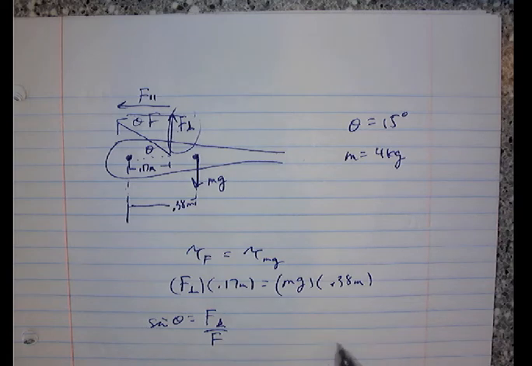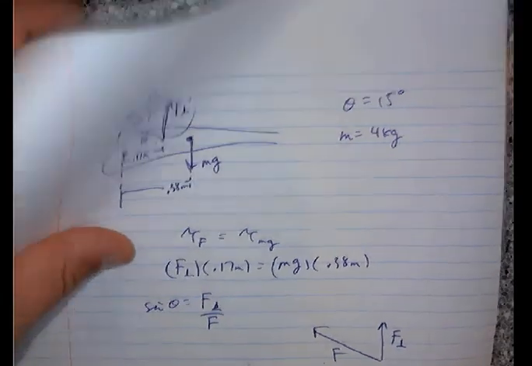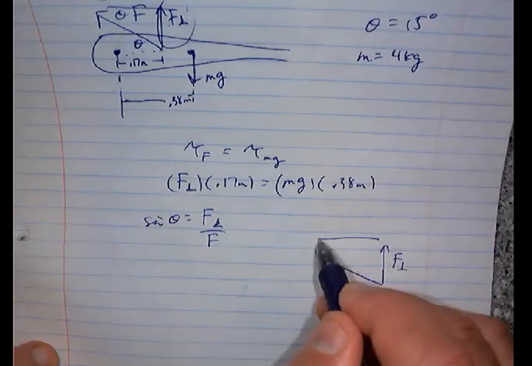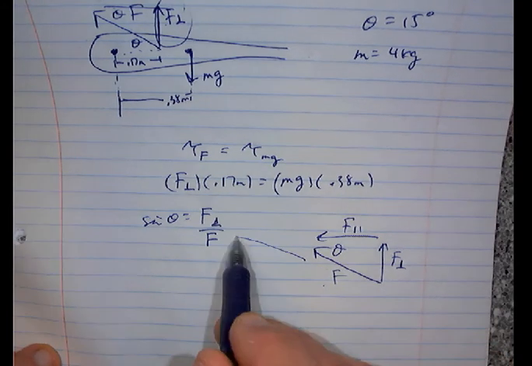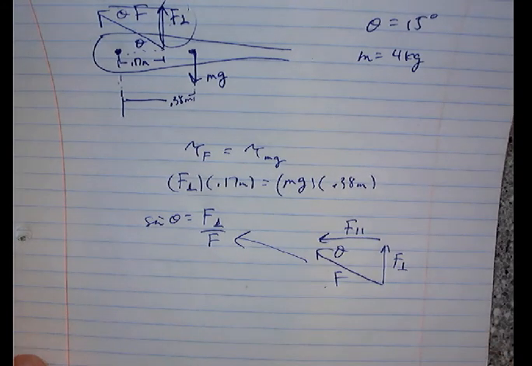That picture might not be that clear. Let me redraw it over here. F perpendicular. This is F parallel, and this was theta. That's where this is coming from. Okay, good.